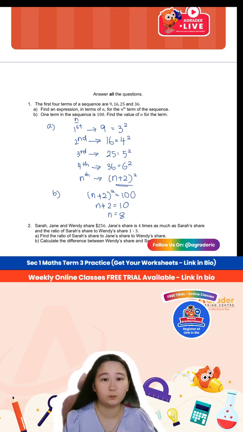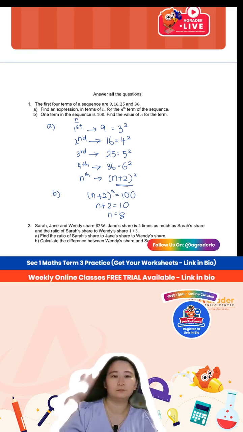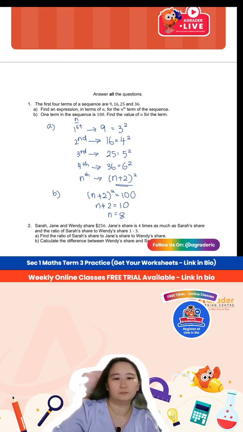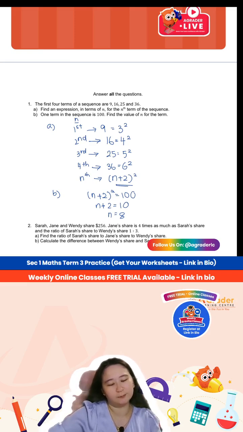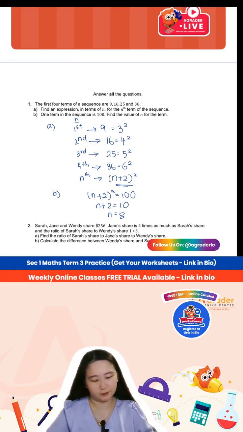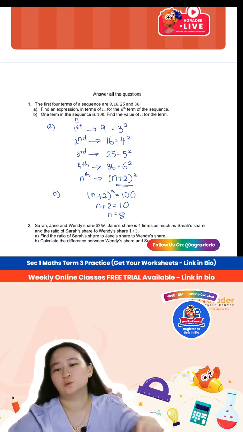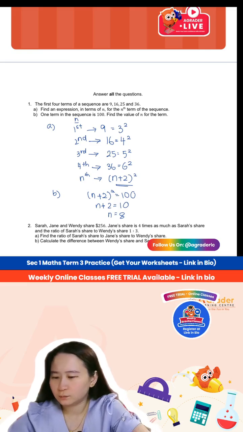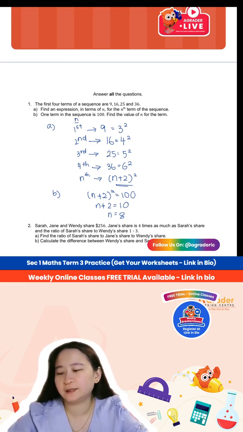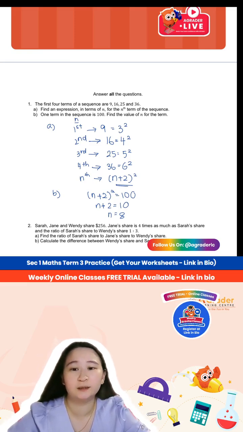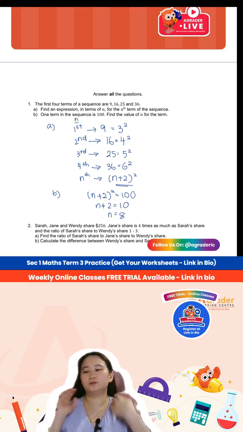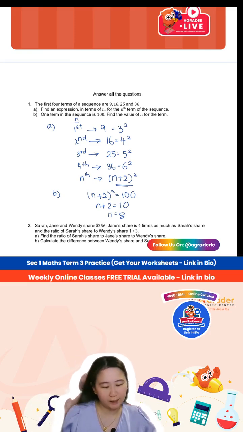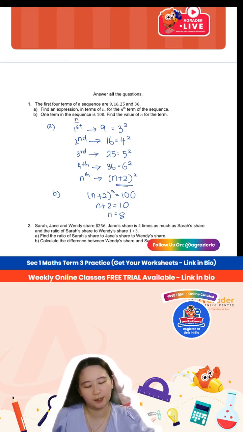Sarah, Jane, and Wendy shared $256. Jane's share is 4 times as much as Sarah's share. And the ratio of Sarah's share to Wendy's share is 1:3. Find the ratio of Sarah's share to Jane's share to Wendy's share.